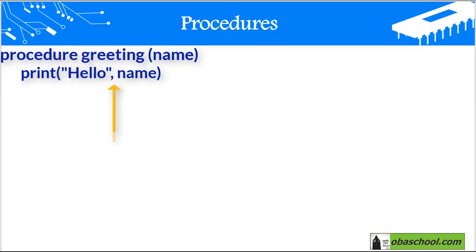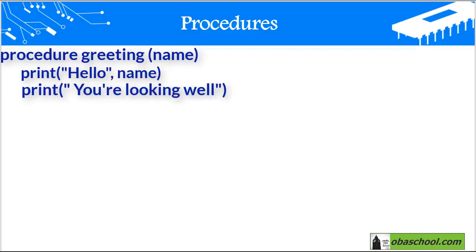And then we put comma and put name. We mean by it, we're going to put the parameter that is called name, which the user gives. Then we're going to print on the next line, you're looking well. This also will be shown to the user. Then we put end procedure, so the procedure will stop working.